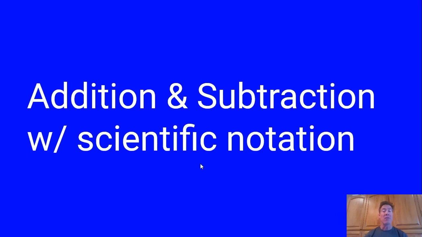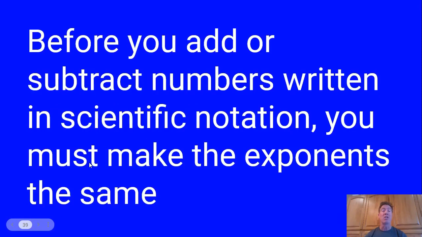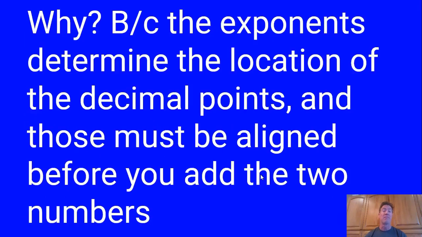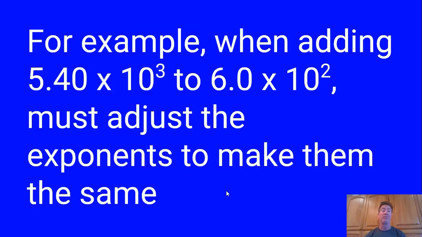Addition and subtraction with scientific notation. So this you have to make a change, and this is different from multiplying and dividing. Multiplying and dividing is relatively straightforward. With adding and subtracting, before you can add or subtract the numbers written in scientific notation, you must make the exponents the same. So you're going to have to make the tens with the same exponents. Why? Because the exponents determine the location of the decimal points, and those decimal points have to be aligned before you can add the two numbers together.